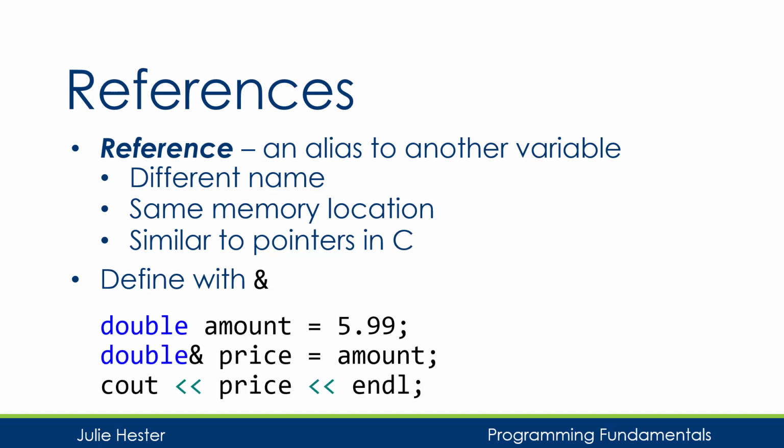So I can create a double named amount and initialize it to $5.99. Then I can create a second variable named price, but this double is not a whole other variable. This is a reference to the first variable. And if I print the value of the second variable, I'll end up printing the value of amount, $5.99.